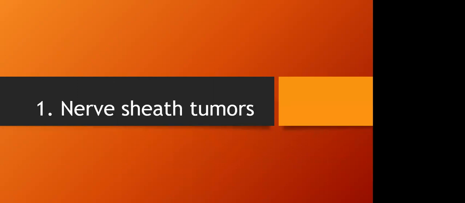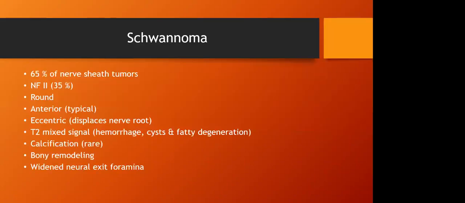Intradural extramedullary tumors. First of all, we are going to talk about the nerve sheath tumors, starting with the schwannoma. Schwannoma is the most common nerve sheath tumor, representing 65% of the cases, and could be associated with neurofibromatosis type 2 in 35% of the cases. Shape is round.